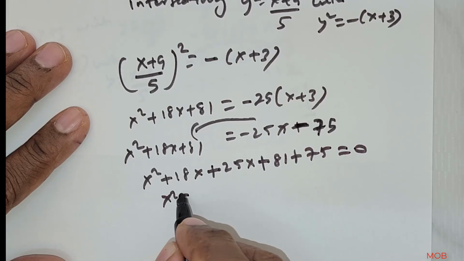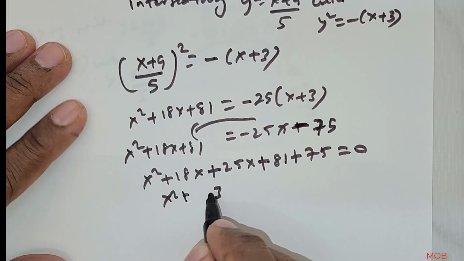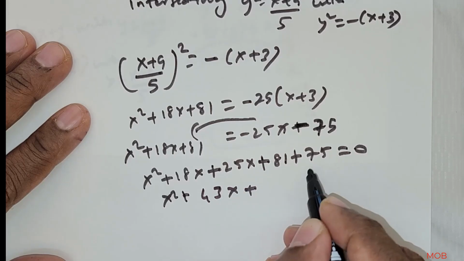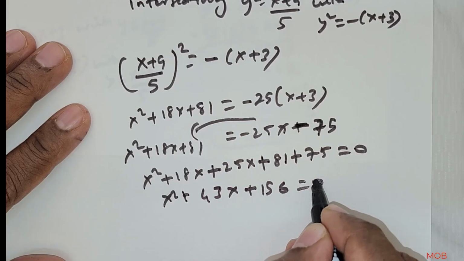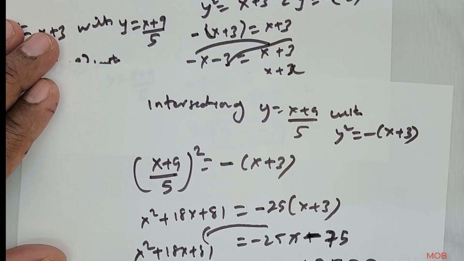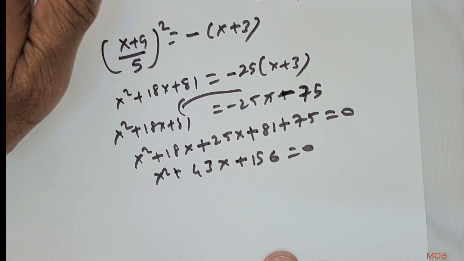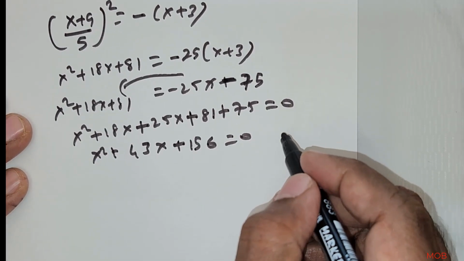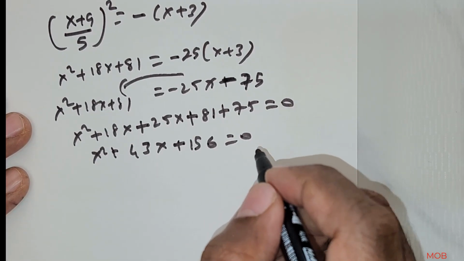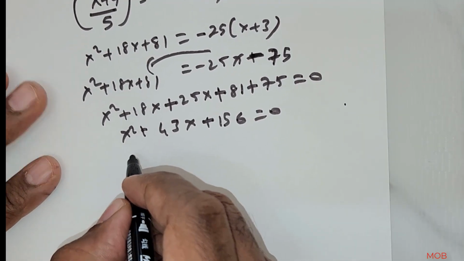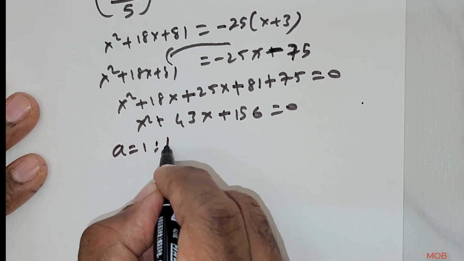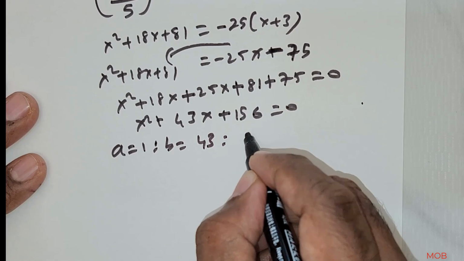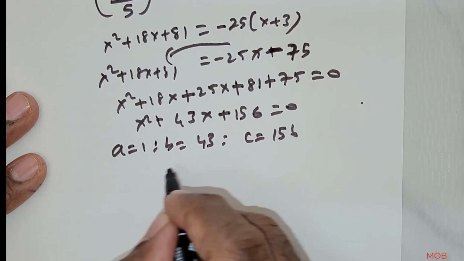x², this is going to give you 43x, and 156 is equal to 0. Okay, now if you are allowed to use calculators, you can use calculators, but I am working under the assumption that we do not have calculators. So a is equal to 1, b is equal to 43, and c is equal to 156.